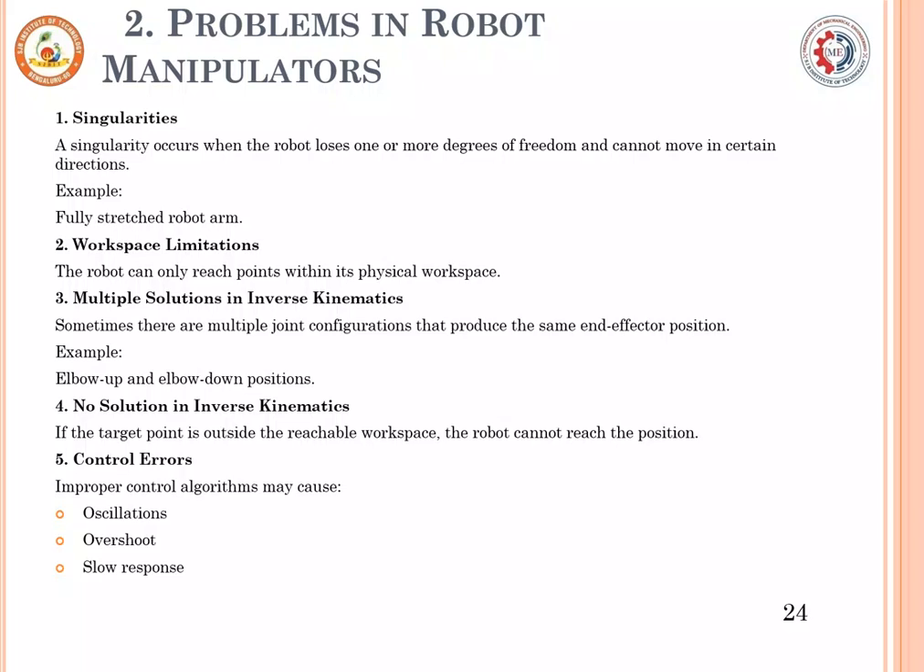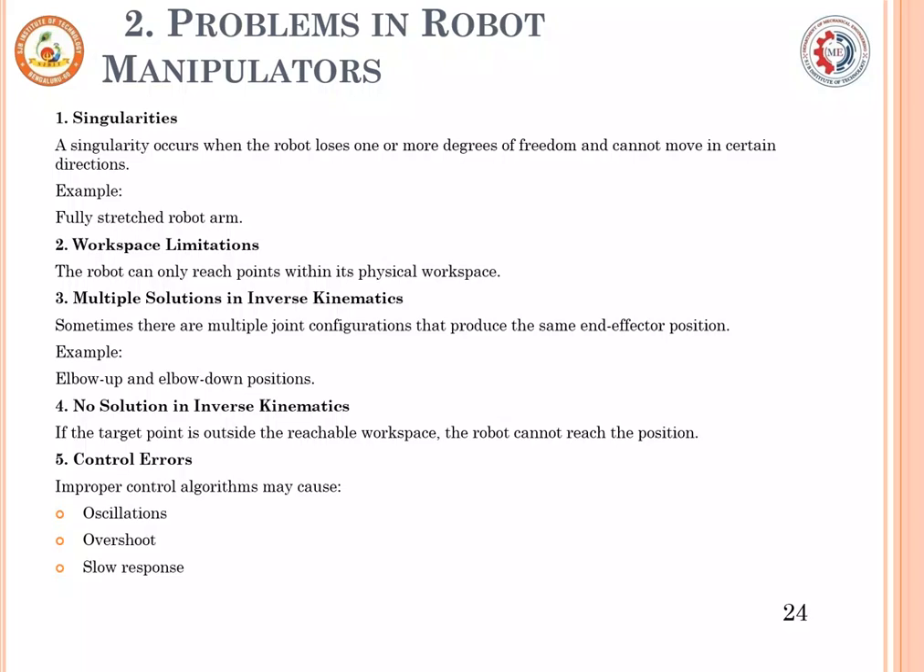The problems we are going to face in the robot manipulator include singularities, which means the robot loses one or more degrees of freedom and cannot move in certain directions. If the arm is fully stretched, it cannot come back to the initial place and start work at the workplace. So there is a workspace limitation for the robot. The robot can only reach points within the physical workspace. Above that, it is not possible.